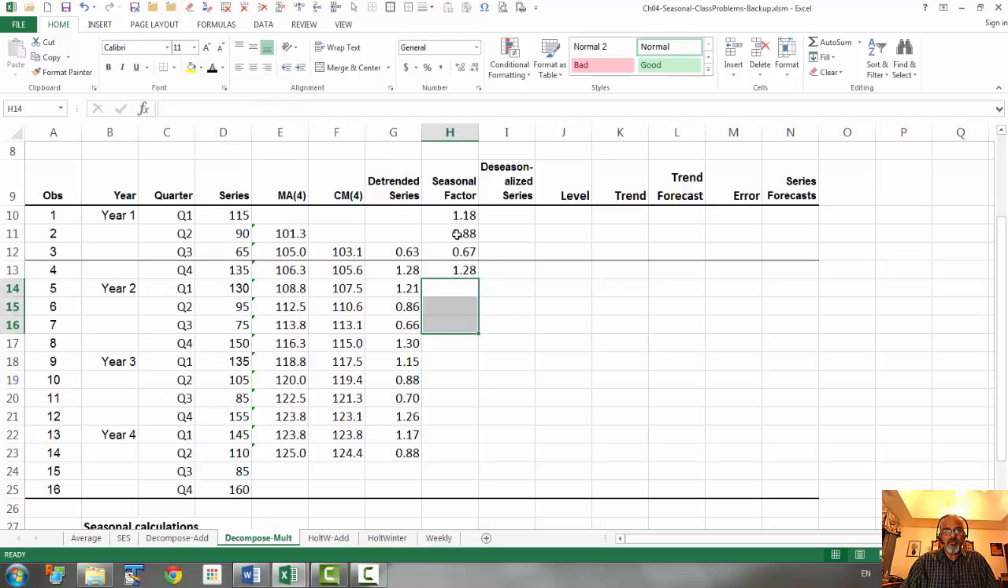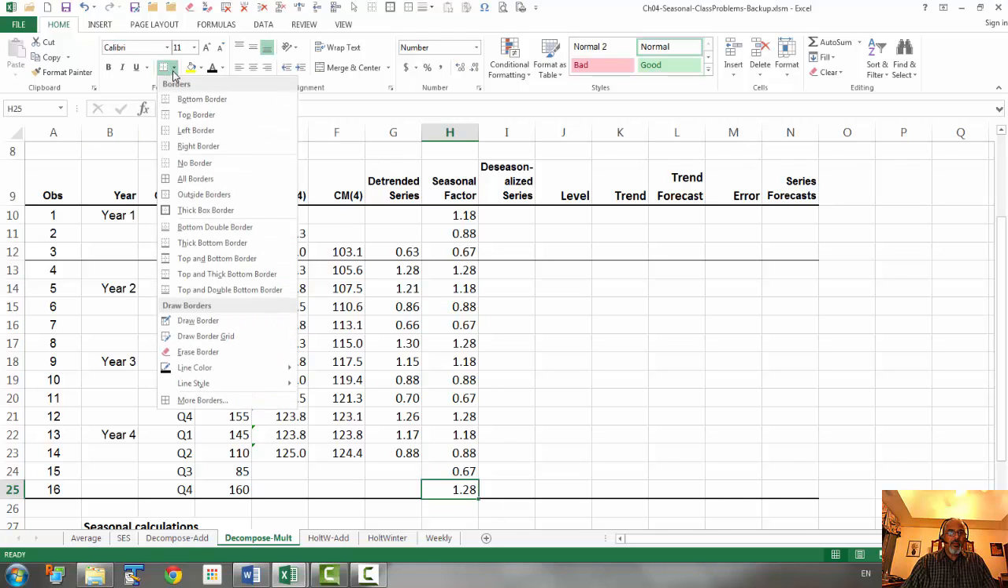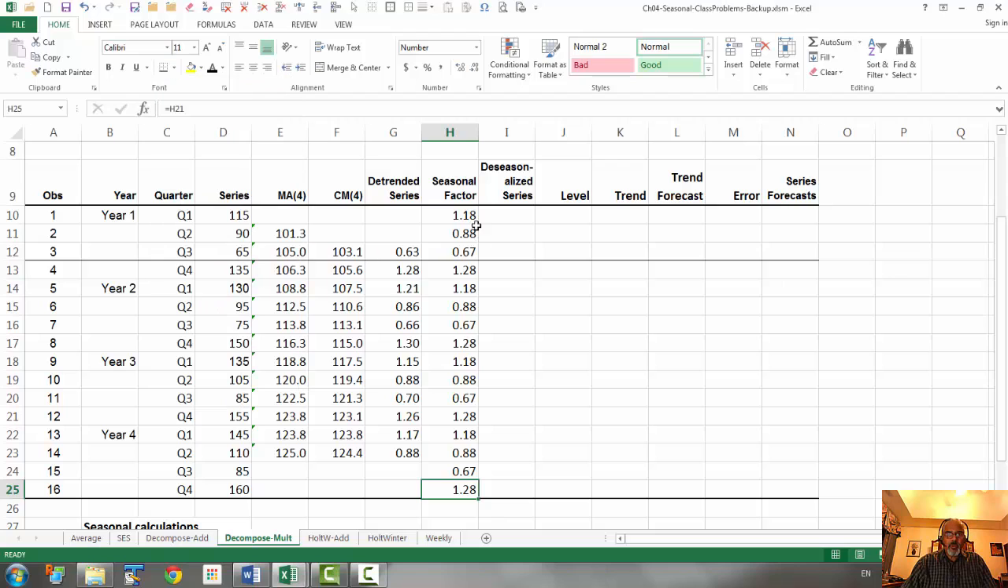Then for the rest of them, the 4 numbers need to repeat. So we go back 4 rows for each time period. So now you copy that, and you'll see that they are repeating. The 4 values are repeating. Okay. So now these are the seasonal factors, and these are the original values.